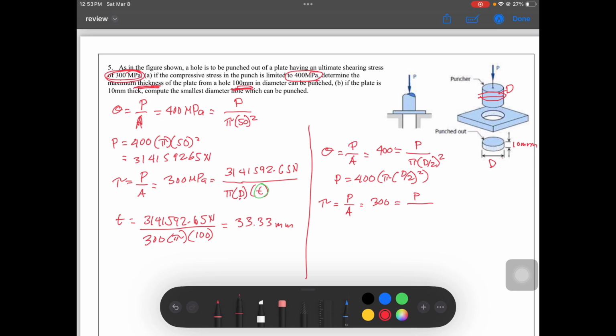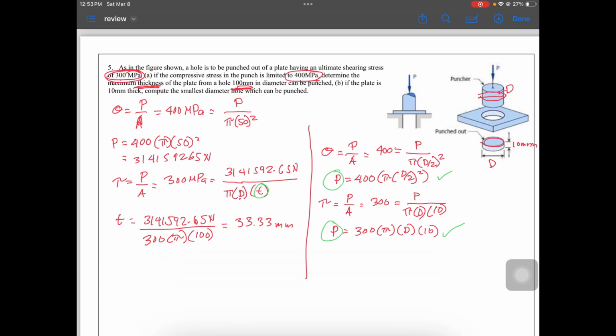Our shearing area is circumference pi d times thickness. Given yung thickness, substitute na natin, it is 10. So, isolate natin si P, 300 times pi times d times 10. So, these two equations are both equated to P. So, pwede natin silang i-equate to each other.